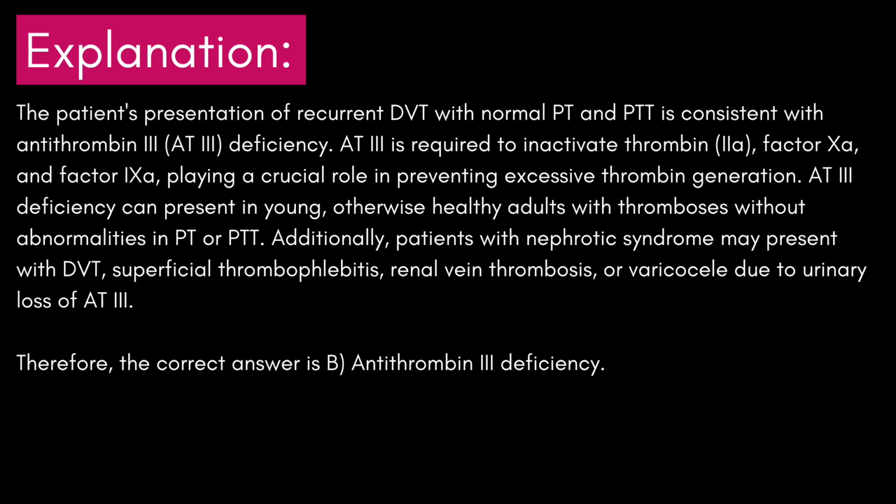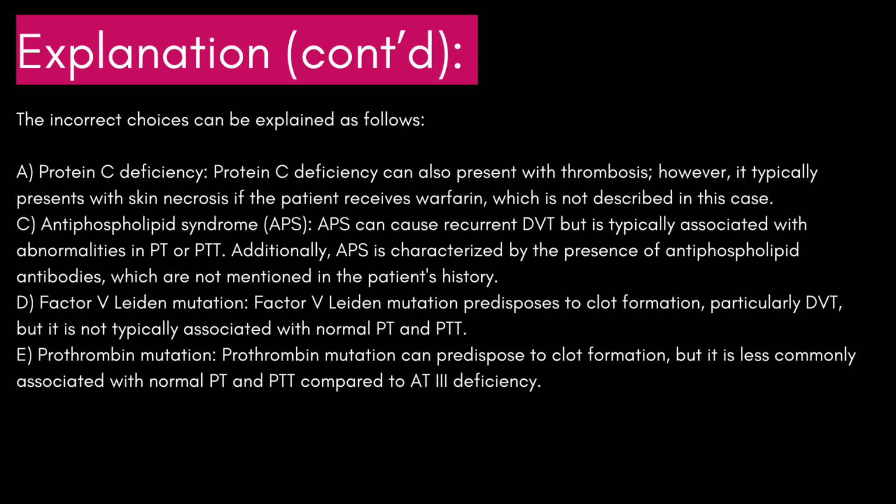Additionally, patients with nephrotic syndrome may present with DVT, superficial thrombophlebitis, renal vein thrombosis, or varicocele due to urinary loss of AT3. Therefore, the correct answer is B, antithrombin 3 deficiency. All right, let's go ahead and see why the other answer choices are incorrect. The incorrect choices can be explained as follows.